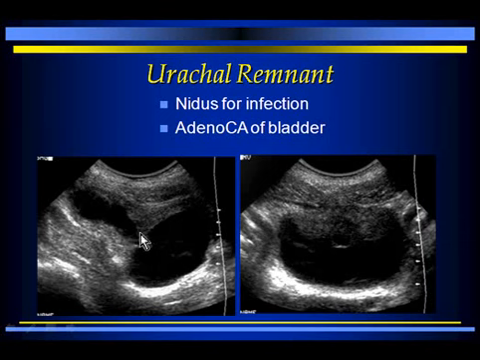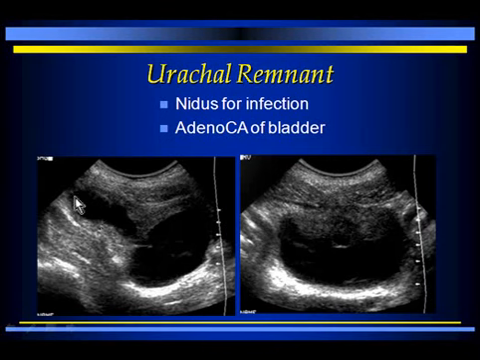It may be just a diverticulum, as we see here, urachal diverticulum, or it may actually be a sinus tract where it extends all the way up to the umbilicus, or it may not communicate with the bladder, in which case it will be just a urachal cyst sitting out here by itself. In this case, this is a urachal diverticulum. Once again, there'll be stasis of urine in this diverticulum, so it can serve as a nidus for infection.